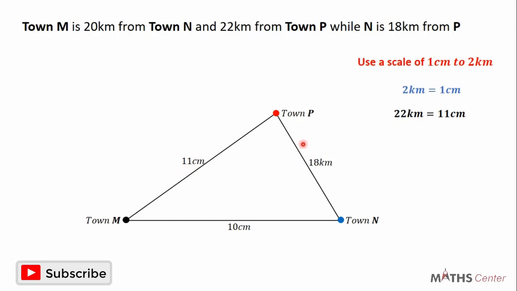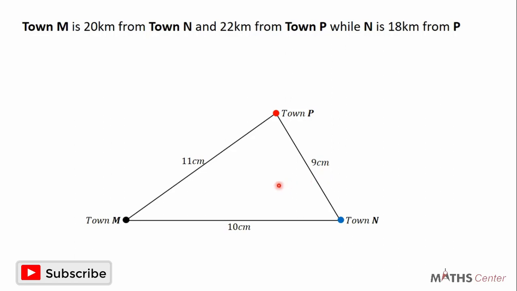Let's look at the last one. The distance between town N and town P. It is 18 kilometers. We are still using the same scale. The scale is 2 kilometers is equal to 1 centimeter. If 2 kilometers is equal to 1 centimeter, then 18 kilometers will be equal to 9 centimeters. So the distance between town N and town P, which is 18 kilometers, will be equal to 9 centimeters.